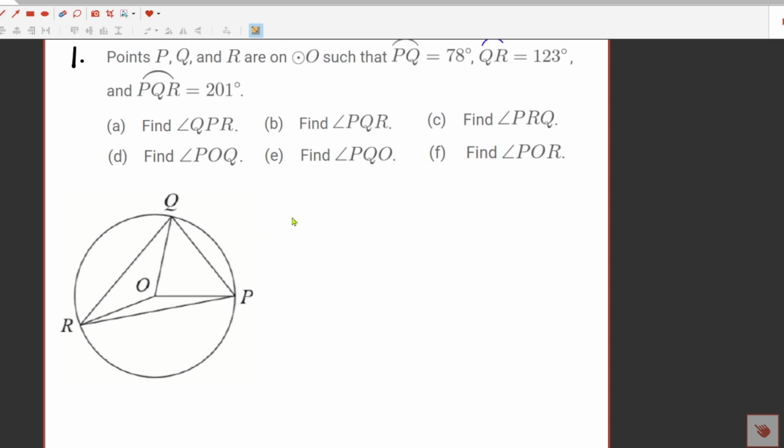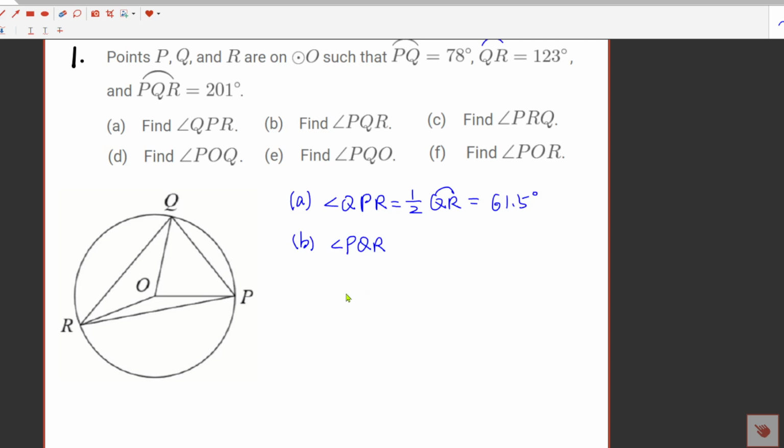So here, angle QPR is inscribed in arc QR, right? So its measure is simply a half of the corresponding arc, which is arc QR, right? And this gives us 61.5 degrees. Then let's find angle PQR.